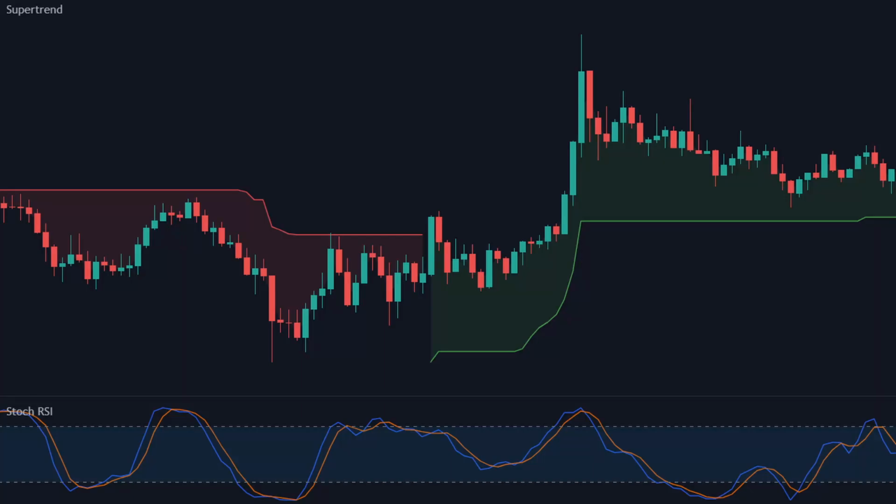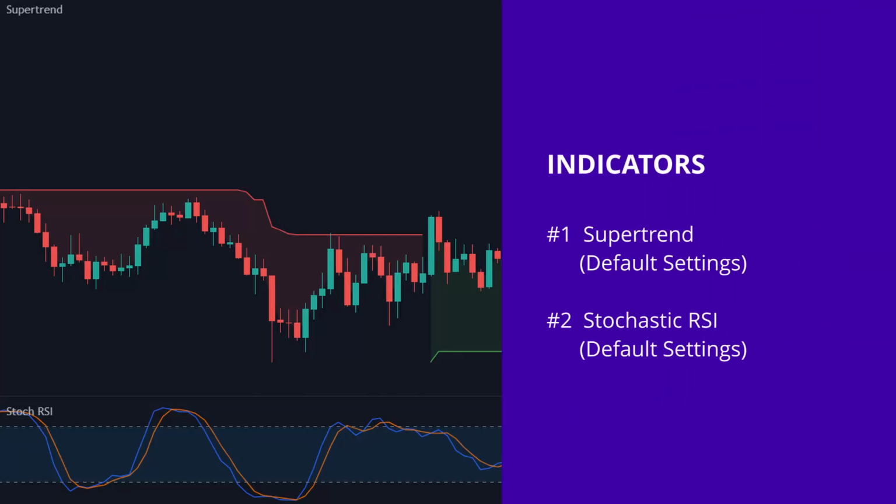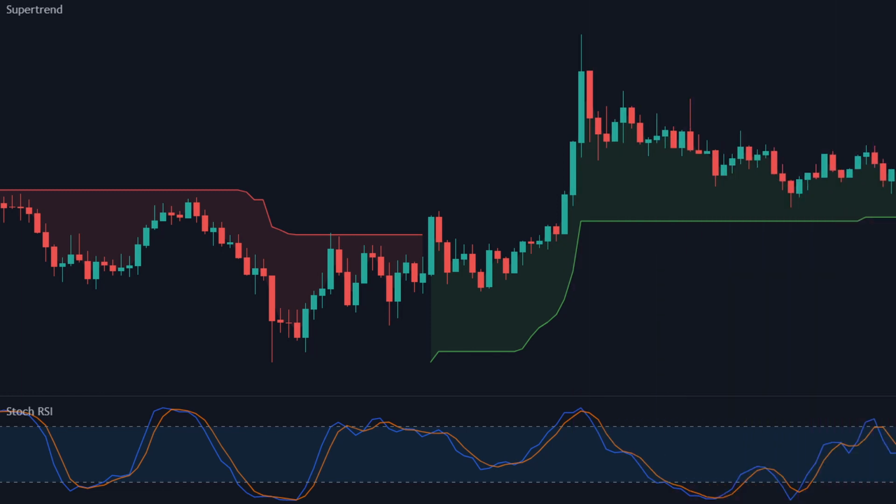In this strategy, we will need 2 technical indicators. The first indicator is Supertrend with default settings. The second indicator is Stochastic RSI with default settings. If you use TradingView, please follow me to configure the indicators.